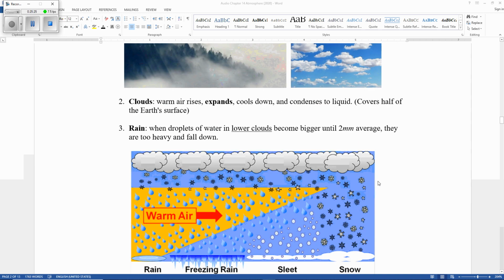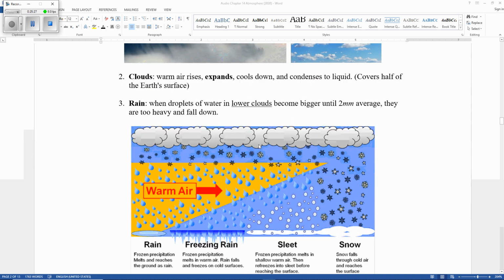Okay, so now inside the cloud, there are too many water droplets moving around, collecting each other, then sticking together. So the water droplets become bigger and bigger, until they reach about 2 millimeters on average. Now the droplet becomes too heavy, so the air cannot hold them anymore. So they drop. That's the reason we have rainfall.